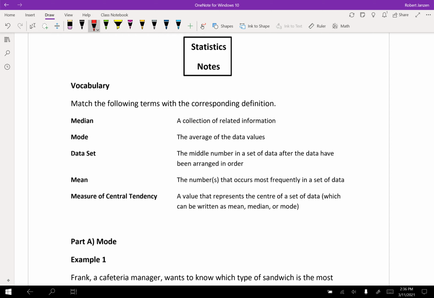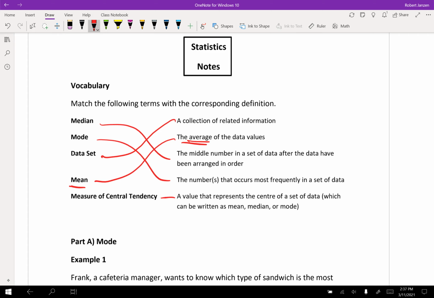Okay, well, the collection of related information is a set of data. The average of the data values, this is the mean. The word mean and average are interchangeable. The number that occurs most frequently is the mode. The median is the middle number when you list the data in order. And then the measure of central tendency is a value that represents the center of the set of data. And we can use either the mean, median, or mode. Those are all considered measures of central tendency.